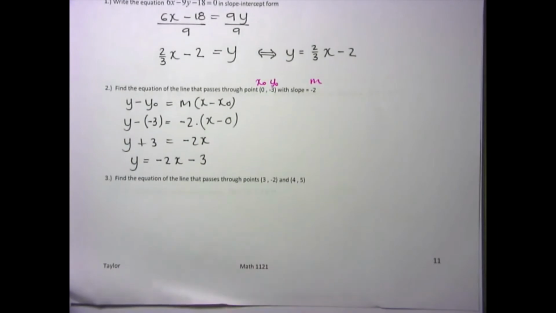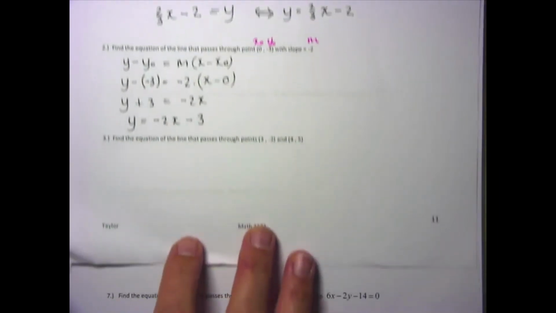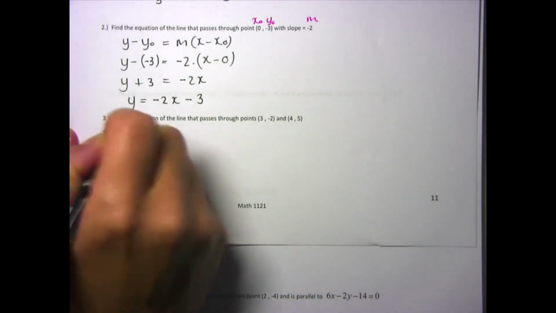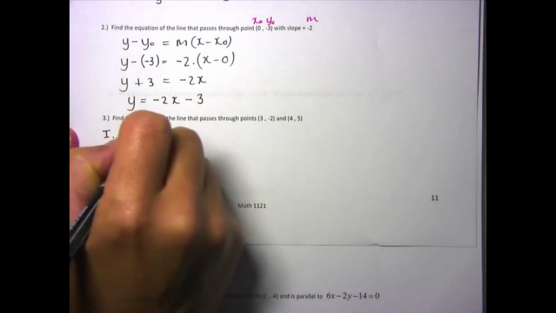All right, for example number 3, we have a very similar situation, except instead of being given a point that the line passes through and the slope, I'm just being given 2 points. So it just means that we have one additional step. Step 1 would be to take those 2 points and find the slope, and then we can proceed with the choice of either one of the 2 points and the slope we just calculated. So step 1 would be to find the slope.